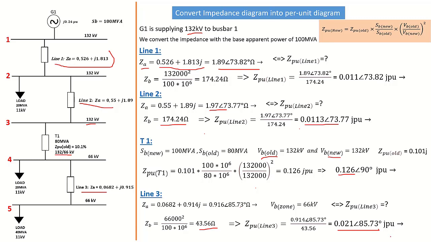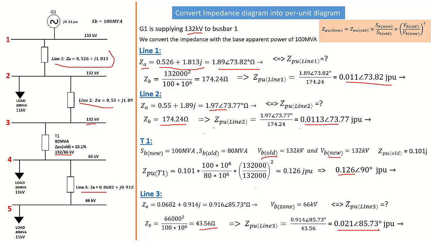That is 0.021 with an angle of 85.73 degrees, j per unit ohm. So this is how you convert an impedance diagram into a per unit diagram.